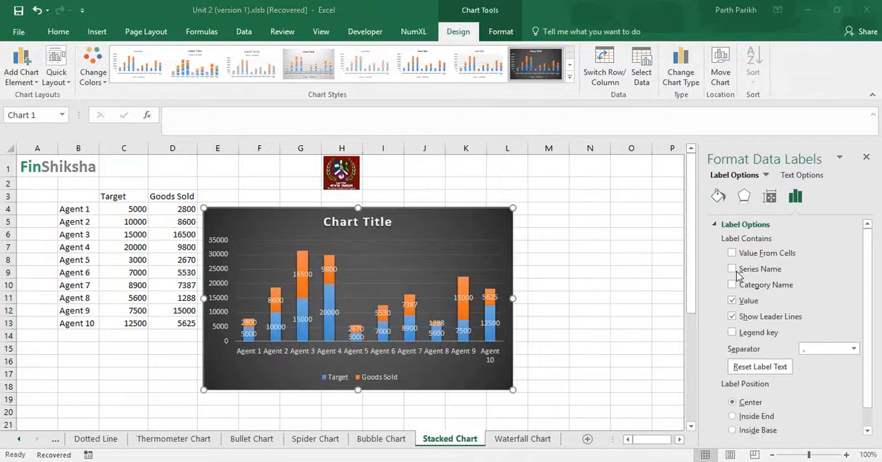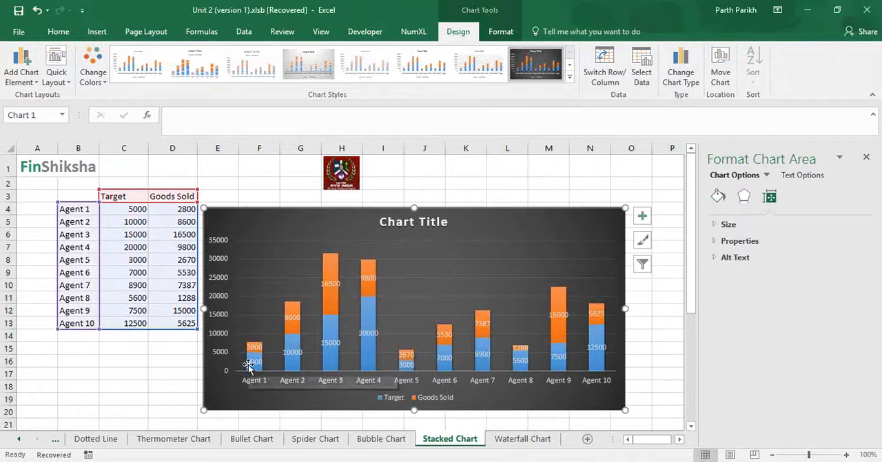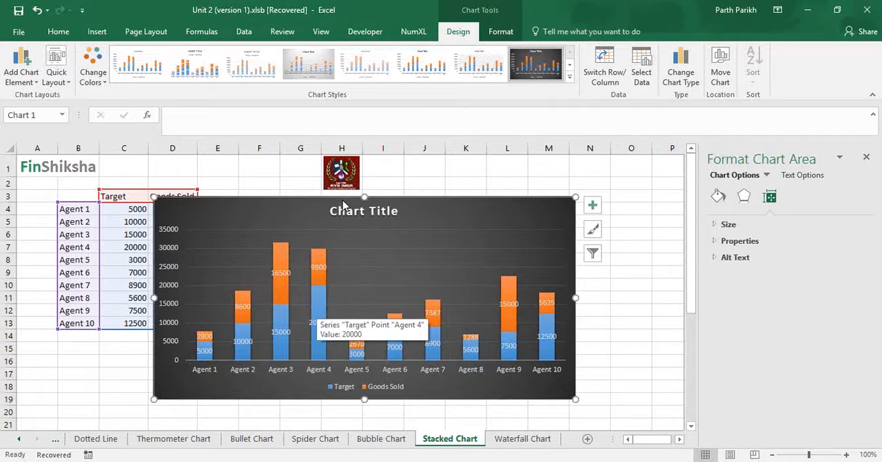I can format the label options from here as well. So what this basically depicts is that agent 1 was supposed to sell 5,000, but sold only 2,800. Agent 2 was supposed to sell 10,000, but was only able to sell 8,600. I just have to see the values: if the orange bar is greater in length than the blue one, then probably something is incorrect with that particular agent, something is incorrect with the strategy.